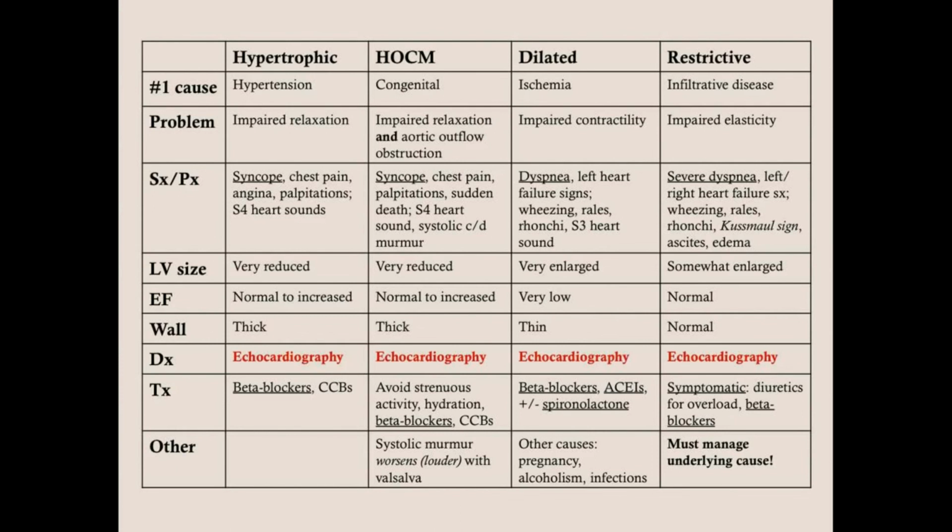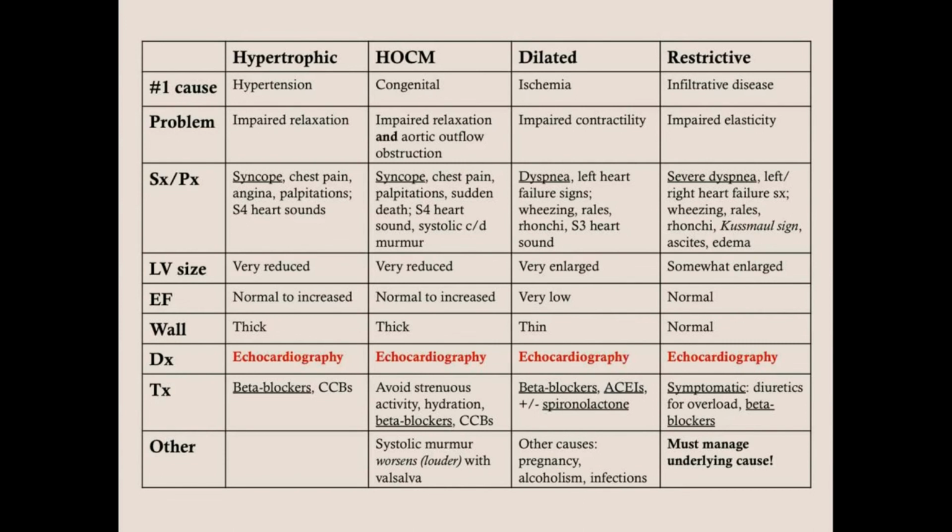The most common symptom in hypertrophic is syncope as well as with HOCM, but in HOCM you can also get sudden death. Hypertrophic and HOCM, just like in diastolic heart failure, you're going to hear S4 heart sounds. With dilated cardiomyopathy, you're going to get dyspnea as the number one presenting sign. S3 heart sounds are also commonly heard.